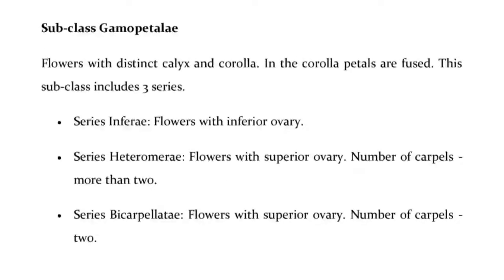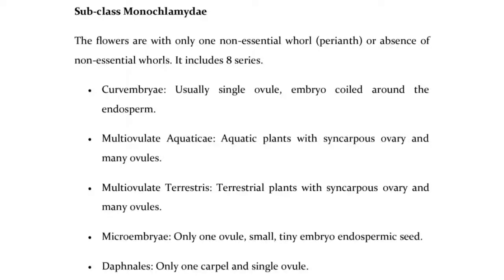Subclass Gamopetalae: flowers with distinct calyx and corolla. In the corolla, petals are fused. The subclass includes 3 series. Series Inferae: flowers with inferior ovary. Series Heteromerae: flowers with superior ovary. Number of carpels more than 2. Series Bicarpellatae: flowers with superior ovary. Number of carpels 2. Subclass Monochlamydeae: flowers with only 1 non-essential whorl, perianth, or absence of non-essential whorls.